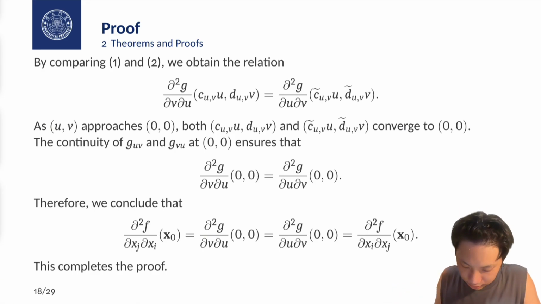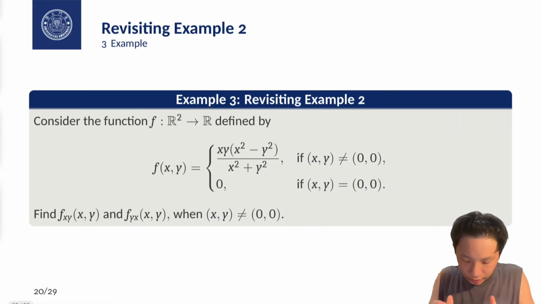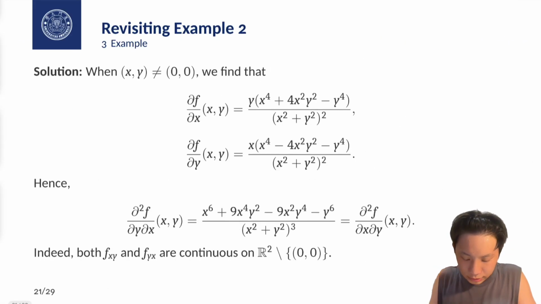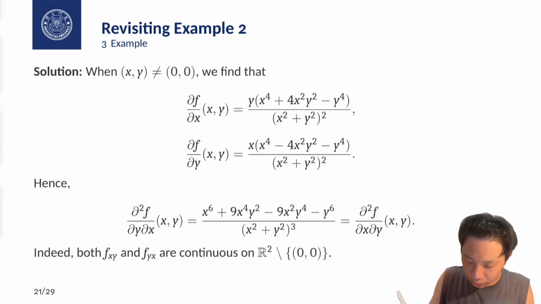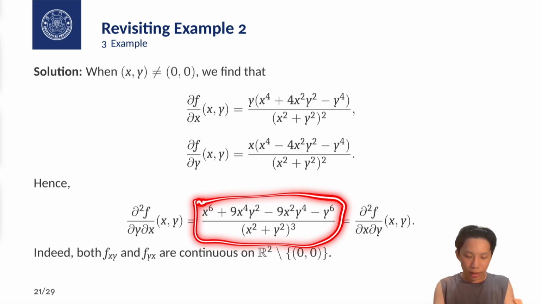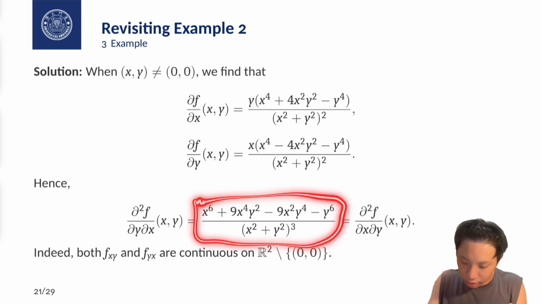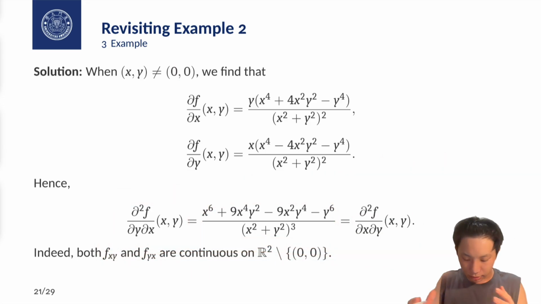Okay, now let us see an example. This is example 2. For example 2, when (x, y) is not equal to (0, 0), let us compute the f_xy and f_yx. We can see that f_xy and f_yx are equal to this, and this is a rational function, and we know that a rational function is continuous. So f_xy and f_yx when (x, y) is not equal to (0, 0) should be the same. And we can see that this is the case.